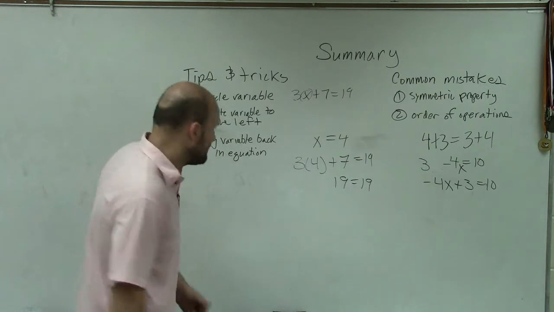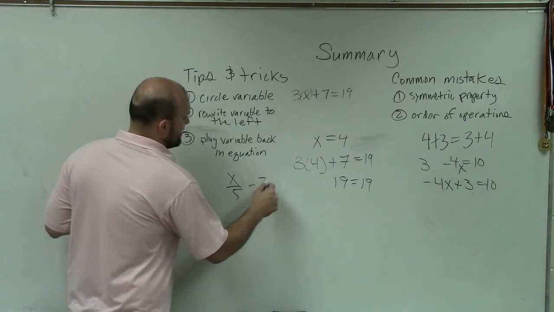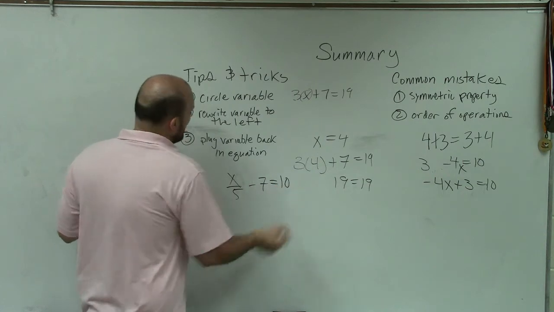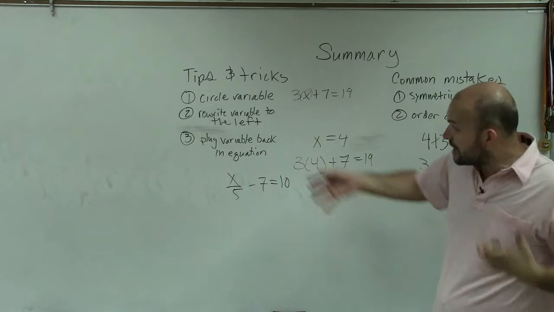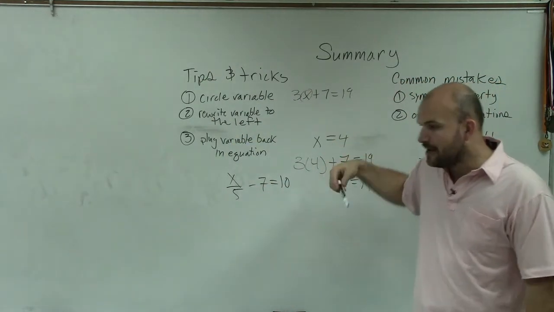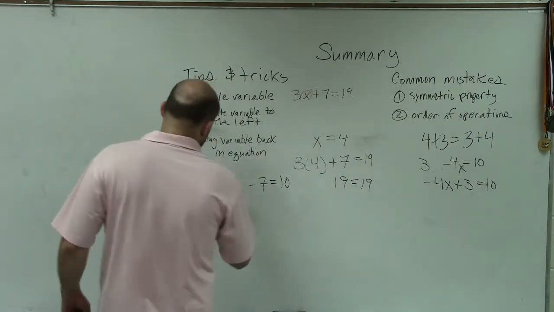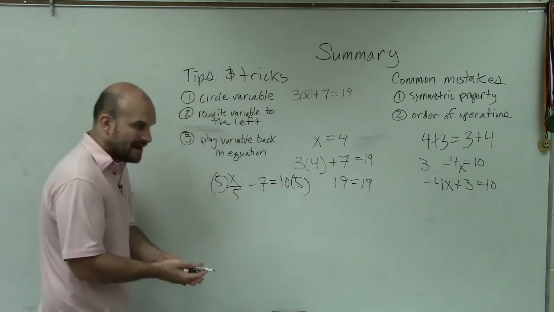The last thing is order of operations, knowing the reverse order of operations. X over 5 minus 7 equals 10. A lot of students automatically see the fraction and just want to get rid of it now, which you actually could do by multiplying every single term by 5. But a lot of students will just say, I want to get rid of the fraction, so I'll multiply this by 5 and that by 5, and they don't multiply the 7 by 5.